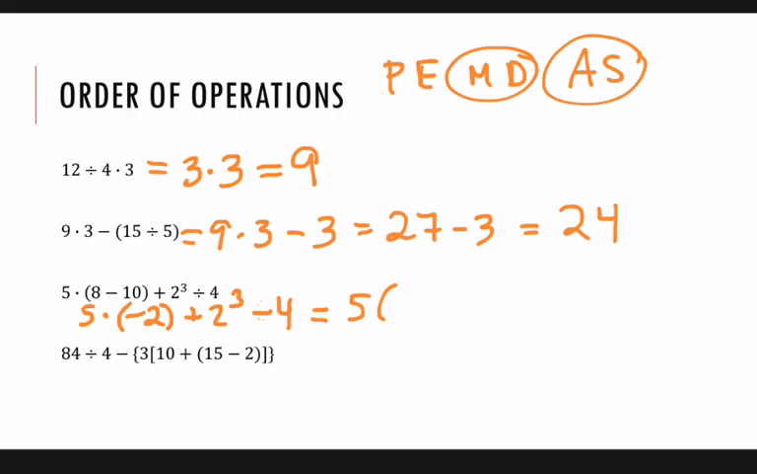Okay, 5 times negative 2. 2 cubed, 2 times 2 times 2, that's 8. And that's divided by 4. Then multiplication and division from left to right. On the left we have 5 times negative 2, that's negative 10, plus, and then on the right we have 8 divided by 4, which is 2. And then negative 10 plus 2 is negative 8.